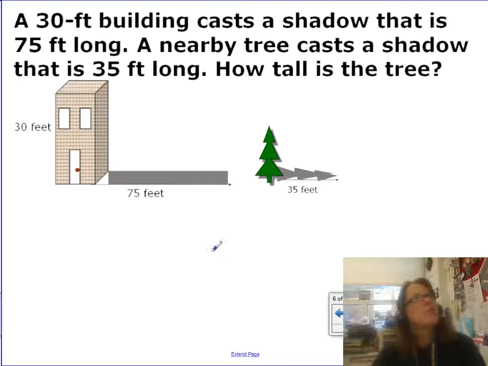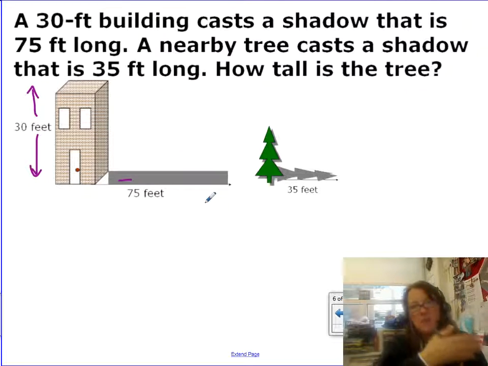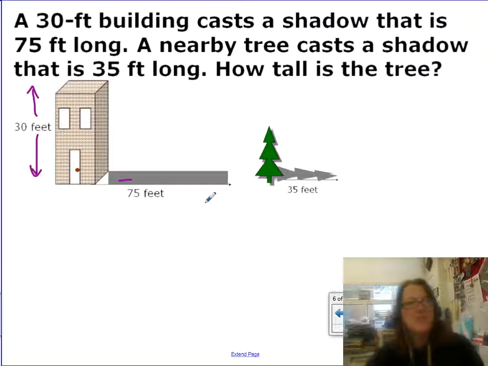A 30-foot building. Okay, nice. It's labeled here for you. Okay, casts a shadow that's 75 feet long. 75 feet long. Okay, now think. Stop for a second. The shadow is way bigger than the object. Okay, the building is casting a long shadow. That tells you that the sun is probably a little lower in the sky. It's not like you need to know this, but just think a little bit about what's going on. Okay, so the shadows are longer than the actual height of the object.